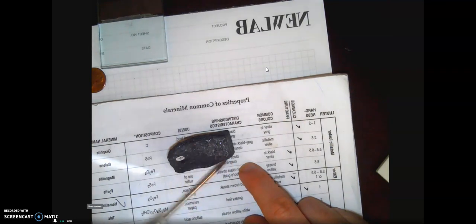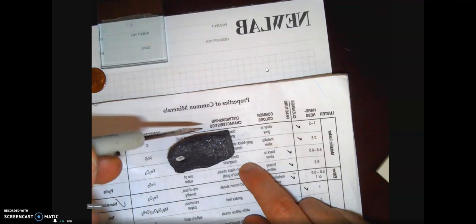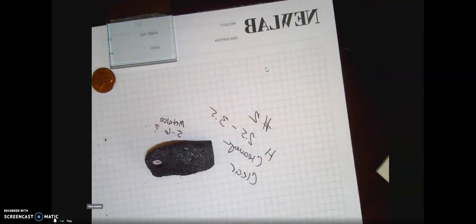Is it magnetic? Well, I feel it pulling just a little bit. So it's very ever so slightly magnetic. Ore of iron, steel. So we use this to make steel. Composition is Fe3O4. This is magnetite. So we've just figured out our first specimen.